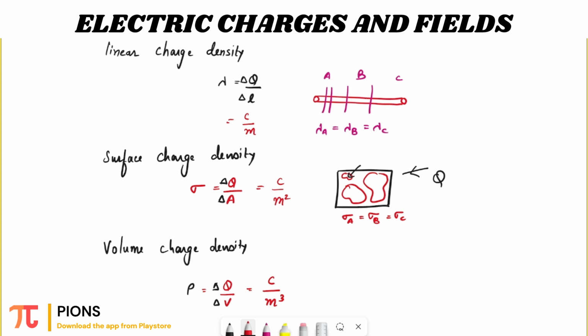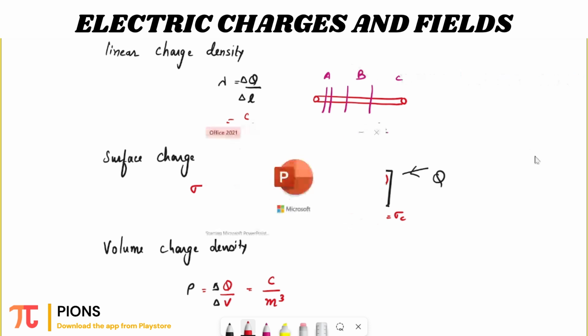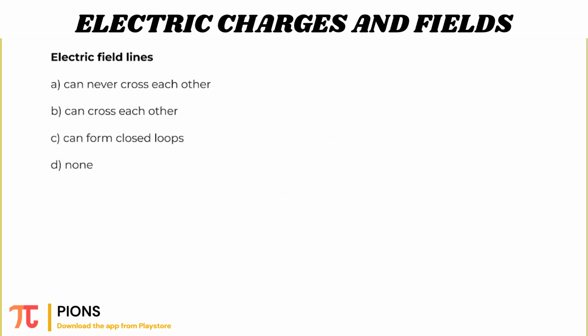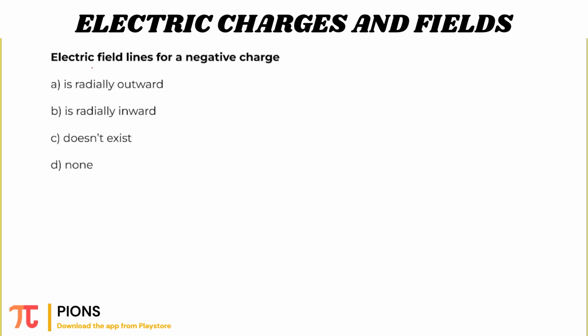First, let's do some problems based on these topics which we have discussed. Yes, so the correct answer for this one is that electric field lines can never cross each other. We have discussed why they can't cross each other. Let's see the next one.